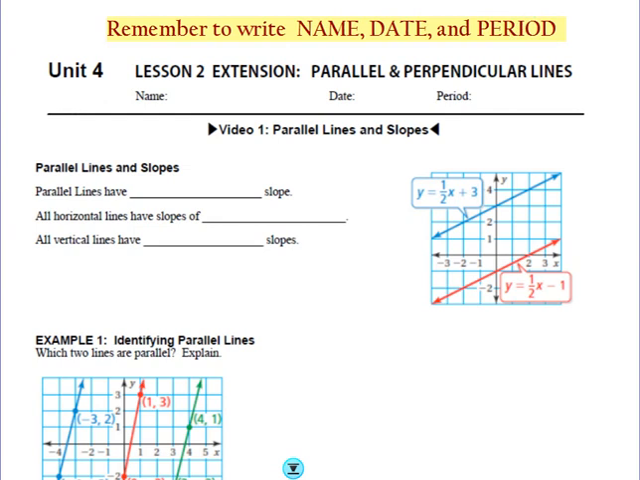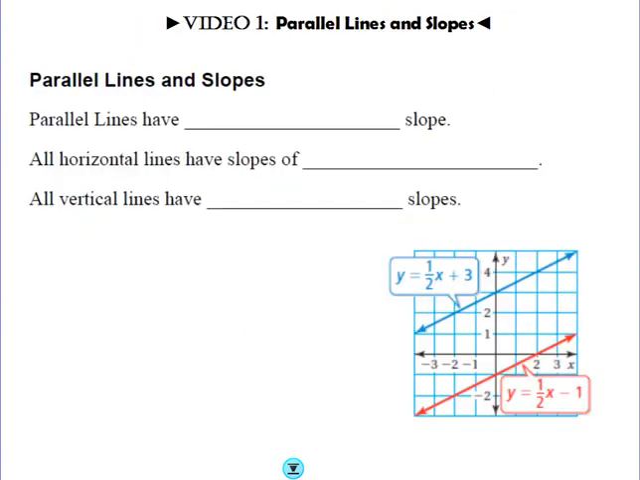Alright, so in this lesson, you will learn this cool connection between parallel and perpendicular lines. So let's talk about parallel lines first. Video 1 will be about parallel lines and slopes. If you look at this picture, parallel lines never touch. You have a line that's just stretching all the way, and you're going to have another line that's parallel, meaning these two lines are never going to touch.